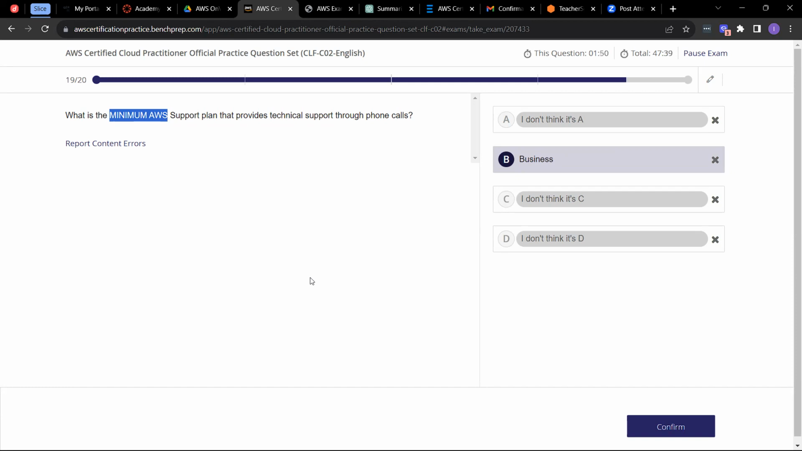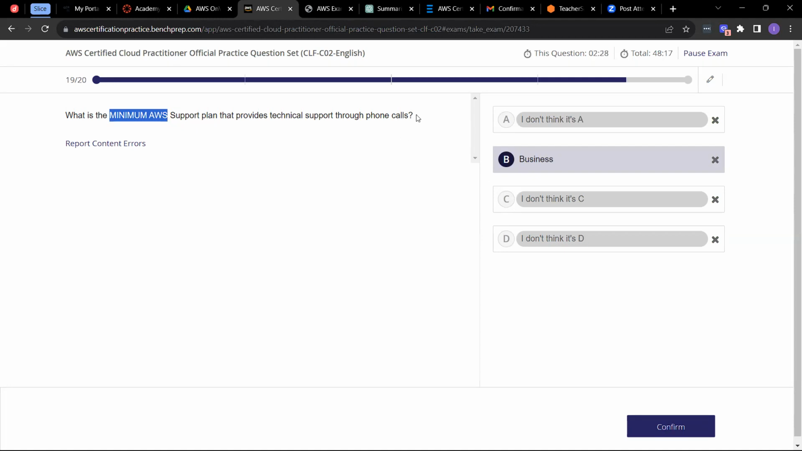Yeah, so the real minimum for phone support doesn't begin until business. The minimum support service, yeah, we discussed it today. The minimum support service is the basic, right? There's also the free tier, and with the free tier you don't even get anything at all. But in the context of this question, it's asking for the minimum support plan that supports phone calls.